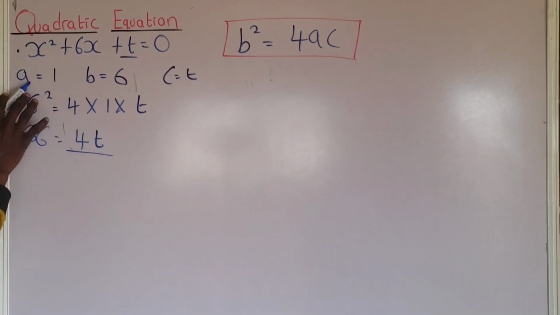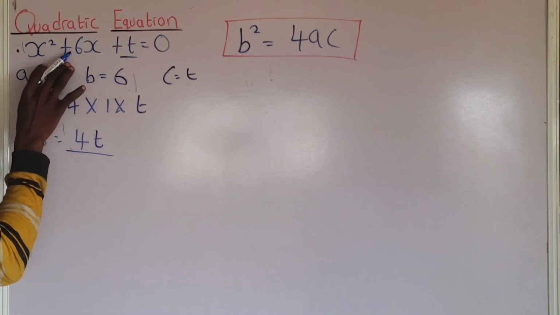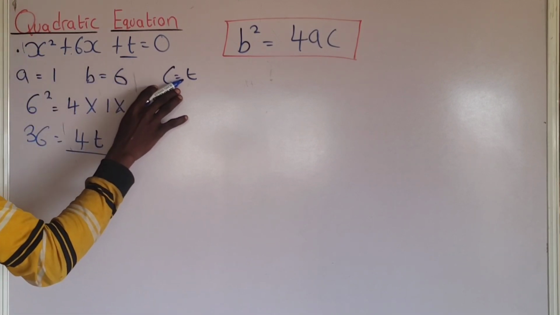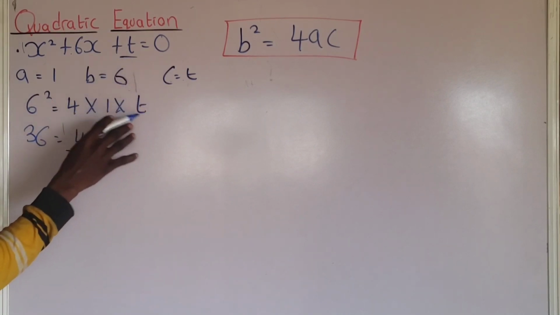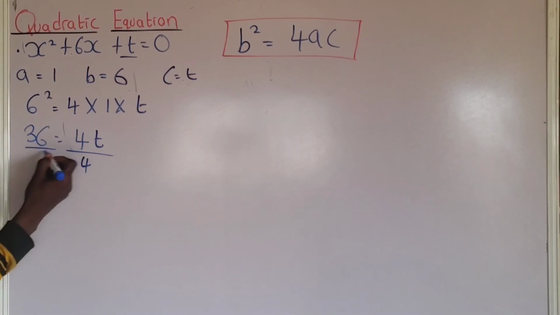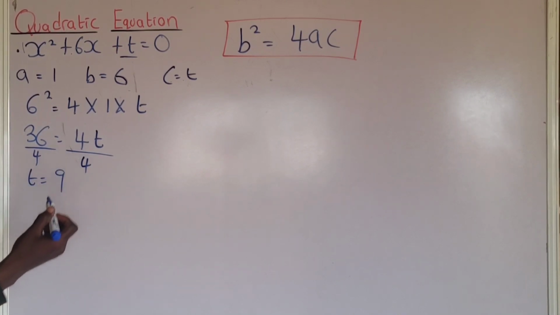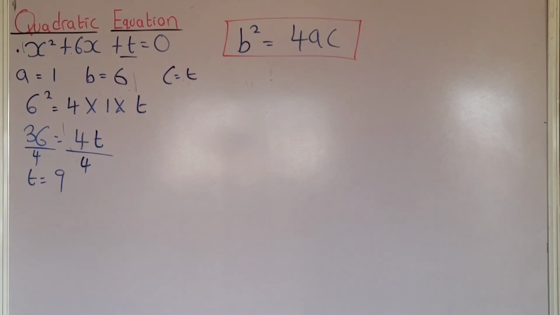Remember, a is the coefficient of x squared, b is the coefficient of x, and c is the constant term. The constant term is t, so c is equal to t. So I replace c as t. Now divide both sides by 4: 36 over 4, so t equals 9. So the value of t that will make the quadratic expression x squared plus 6x a perfect square is 9.